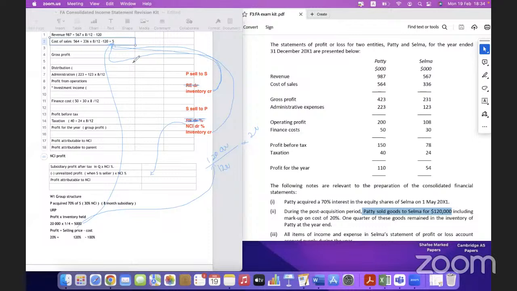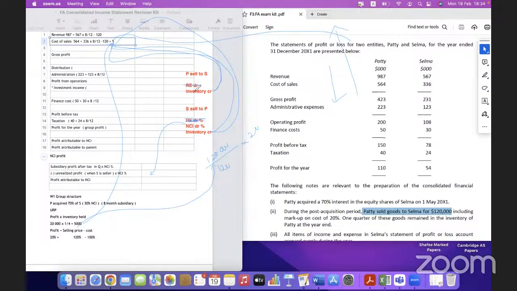See, when the parent sells, inventory credit. When the subsidiary sells, inventory credit. Inventory credit means, now guys, listen carefully, inventory is reducing. Understood, guys? Inventory is an asset, no? When an asset gets credited, that means the asset is reducing. When the closing stock is reducing, our cost of sale will increase. Because of that only, we are adding to our cost of sale.